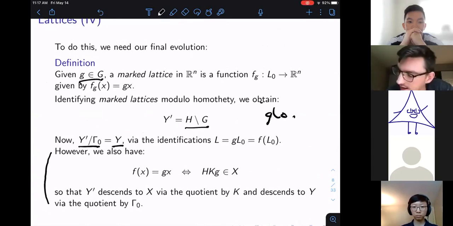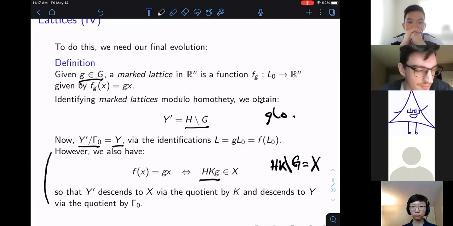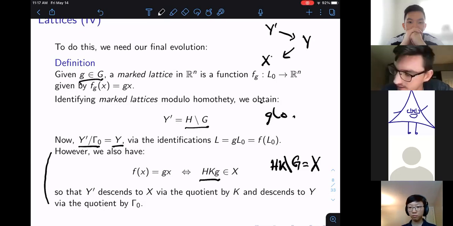But the point is that an element in X in our symmetric space is a coset in this quotient. An element here, this coset representative g, gives rise to a marked lattice. And so the space of marked lattices descends to the symmetric space via the quotient by K, in a similar manner to how the space of marked lattices descends to the space of lattices by the quotient by Gamma_0. So the diagram is you have marked lattices, which go to the space of lattices here, which goes down to the quotient by Gamma_0.